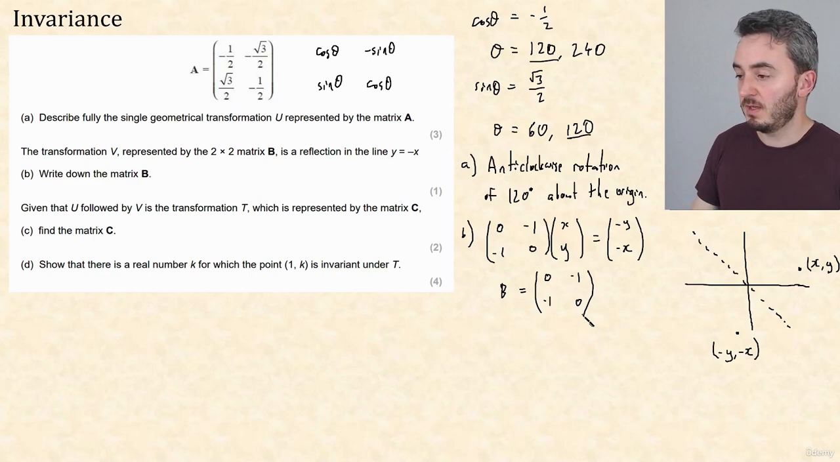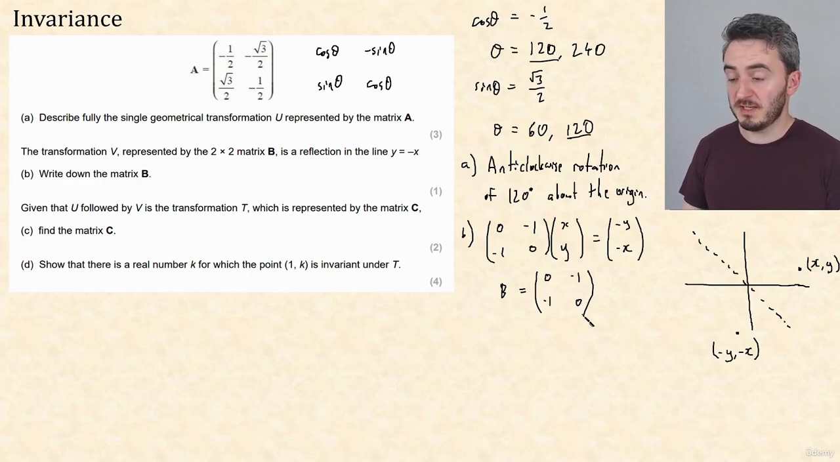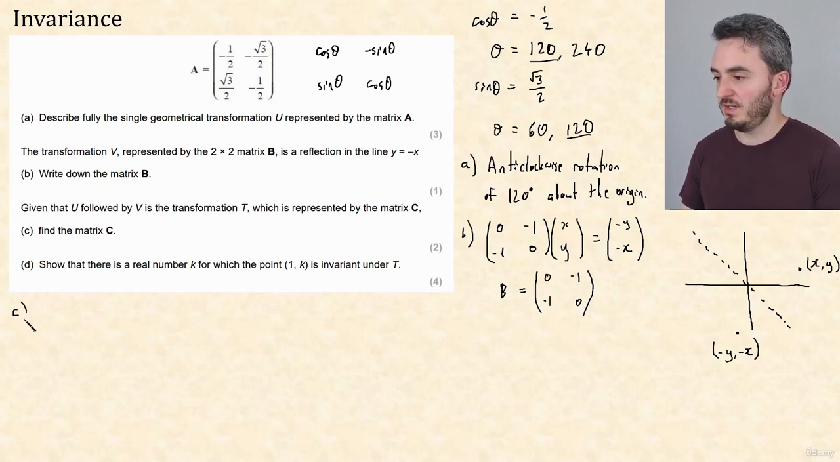Given that U followed by V is the transformation T, which is represented by the matrix C, find the matrix C. The order matters here because a rotation followed by a reflection is not the same as a reflection followed by a rotation. So this is U followed by V. We want U to be applied first, which is the matrix A, and then V, which is the matrix B. So we need BA, because A gets its hands on it first.